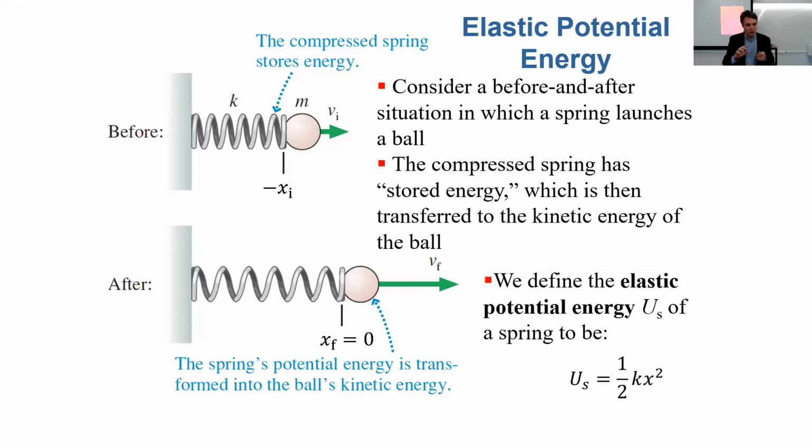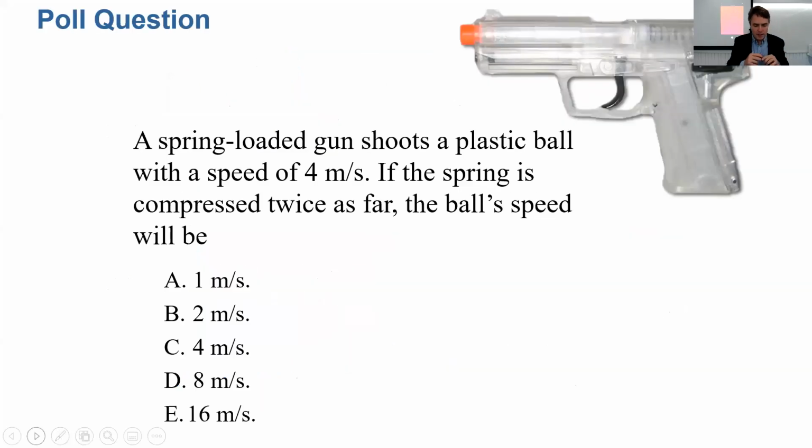So this was a numerical one. You're going to have to actually work this one out. A spring-loaded gun shoots a plastic ball with a speed of 4 meters per second. Okay, so that's when you, I guess, compress the spring by a certain amount. If you then reload it but compress the spring twice as much, you increase x by a factor of 2, then what will be the ball's speed? I'll write down the equations here.